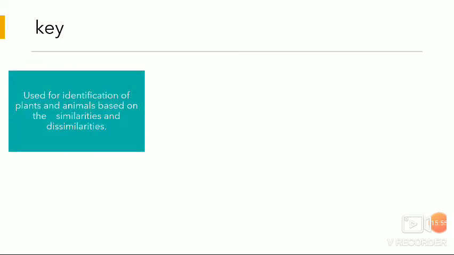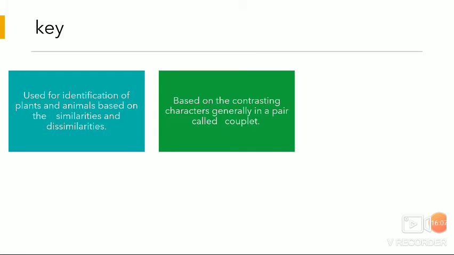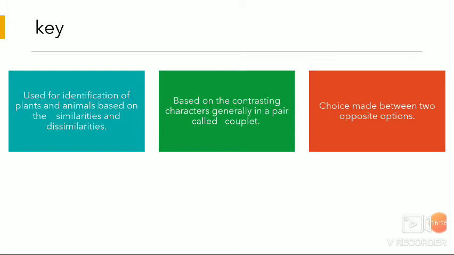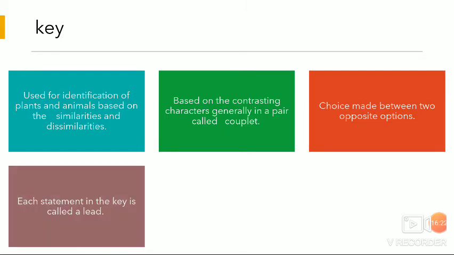Then the key. This term is also important for exam purposes. This is used for identification of plants and animals based on the similarities and dissimilarities, and also based on contrasting characters. These are known as couplets, and choices are made between two options which are mainly opposite, and each statement in the key is called a lead. Each statement in the key is called a lead.